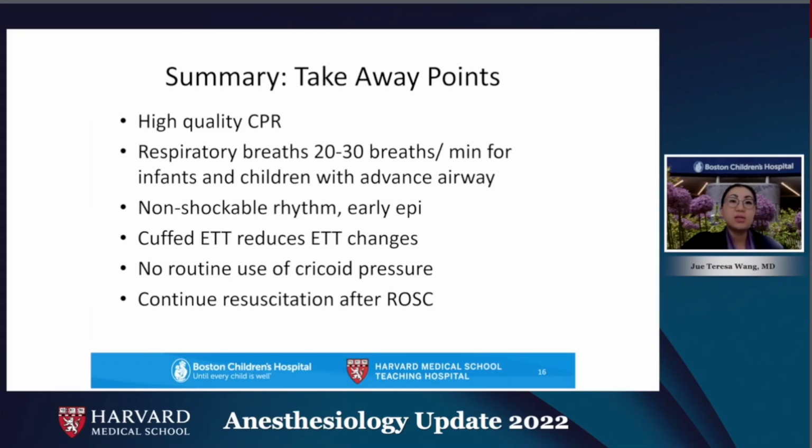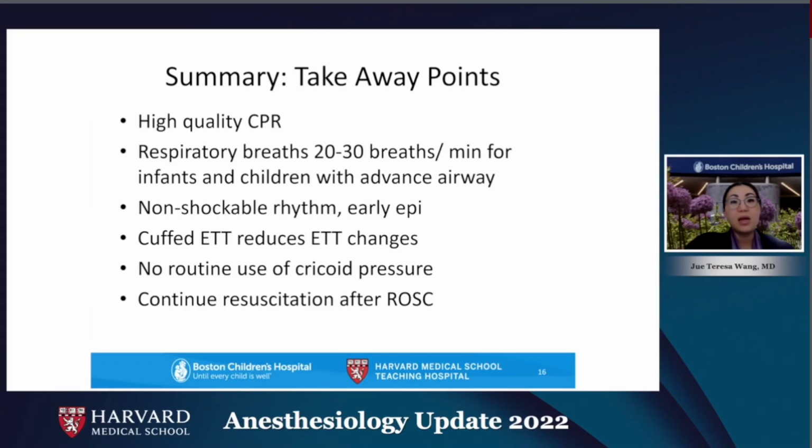In summary, here are some of the takeaway points. High-quality cardiopulmonary resuscitation is the foundation of resuscitation. New data reaffirms the key components of high-quality CPR, which includes providing for adequate chest compression rate at 100 to 120 beats per minute, depth, which is 1/3 the chest, minimizing interruptions in CPR, allowing for full chest recoil between compressions, and avoiding excessive ventilation.